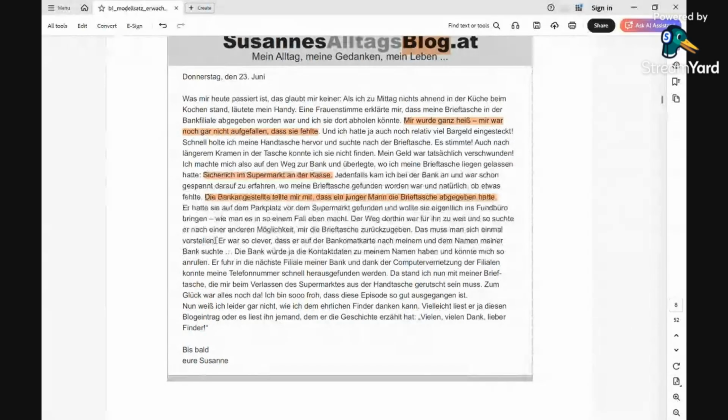Er war so clever, dass er auf der Bankomatkarte nach meinem und Namen meiner Bank suchte. So what did the person do when they found the bag and for the person Fundbüro was far away? So he opened the purse, took the bank card, and he looked for the name of the bank and the name of the person. So meinem und dem Namen meiner Bank. So the name of the person and the name of the bank.